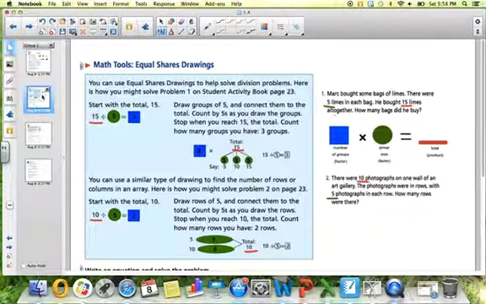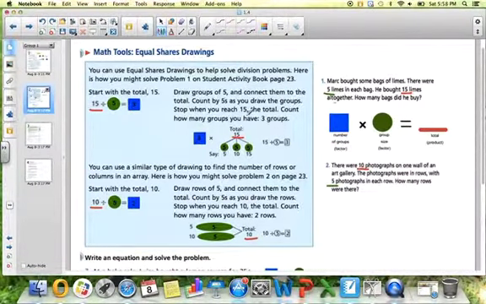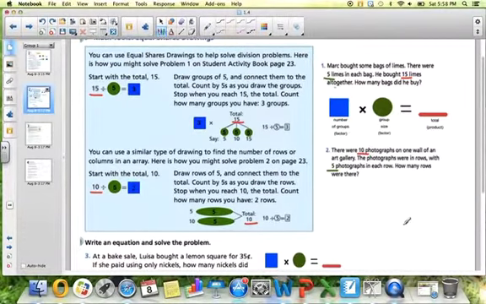We are on page 24 now. So I went ahead and color-coded this blue box just to kind of help you remember what we did on the last page. So you can use equal shares drawings to help solve division problems. Then this top part, we're referring to problem number 1 on the other page. I just went ahead and copied it over here so that we can see it, but you still have it on your other page. So same problem with the limes in the bags.